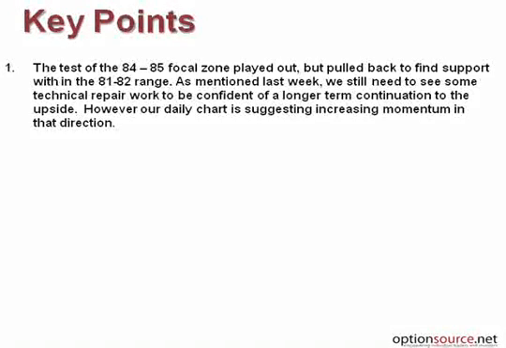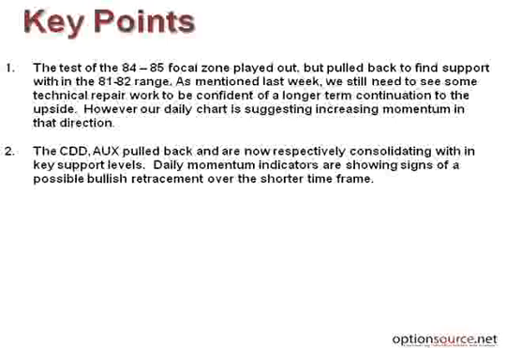All right, let's take a look at a few key points. First of all, the test of the 84-85 focal zone in the US dollar index played out, but then pulled back to find support within the 81-82 range. As mentioned last week, we still need to see some technical repair work to be confident of a longer-term continuation to the upside. However, our daily chart is suggesting increasing momentum in that direction. The CDD and the AUX pulled back and are now respectively consolidating within key support levels. Daily momentum indicators are showing signs of a possible bullish retracement over the shorter time frame.